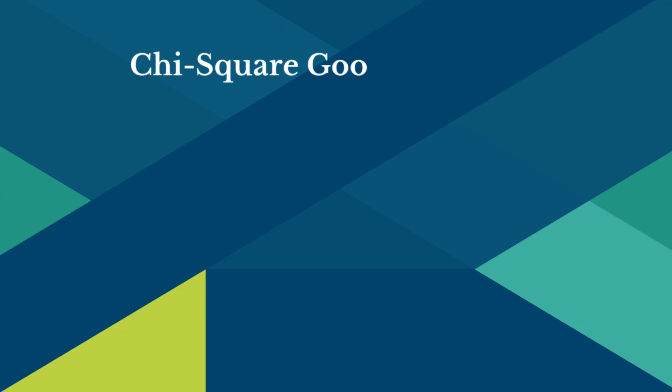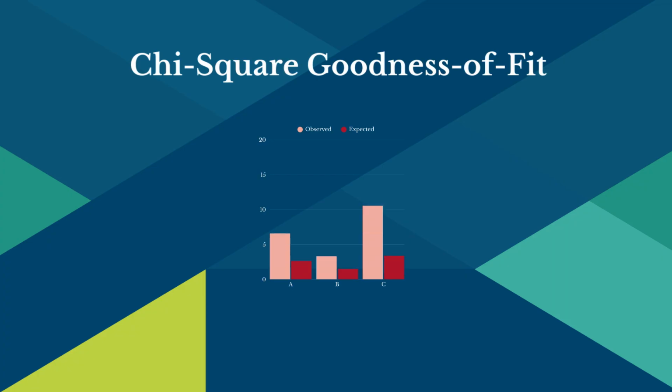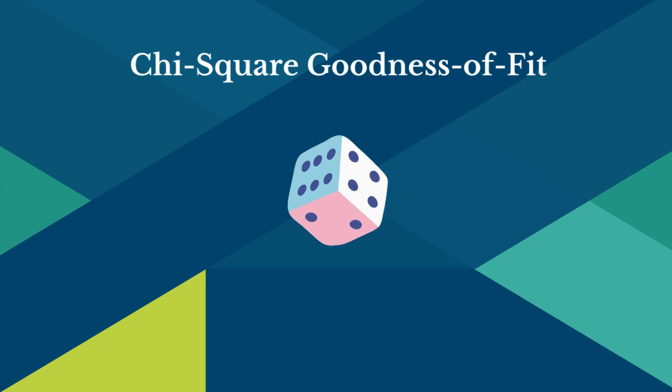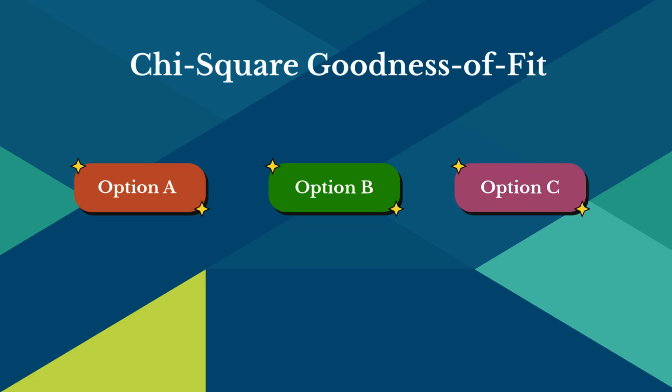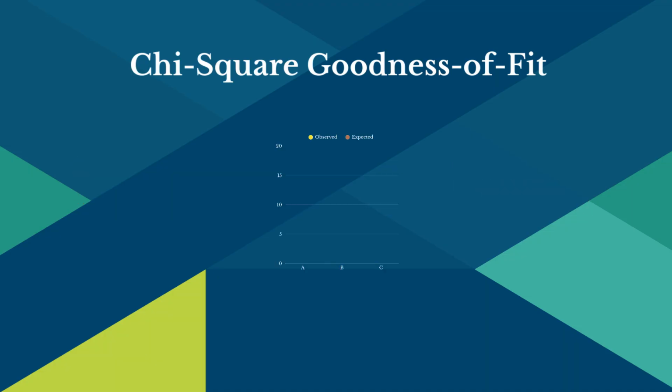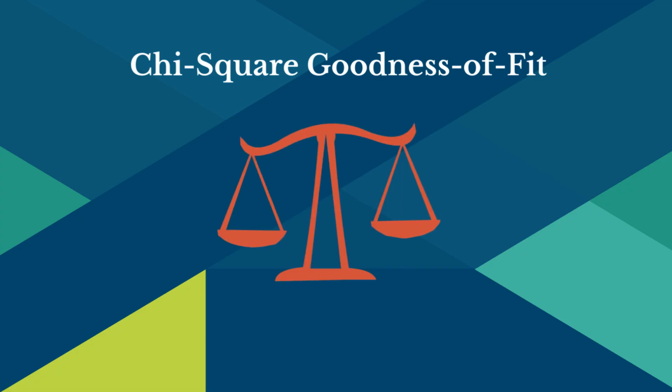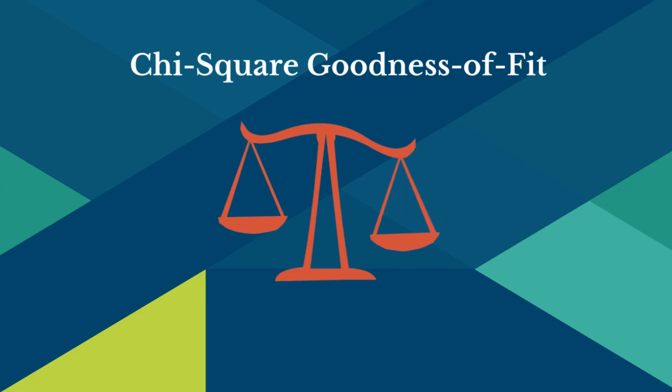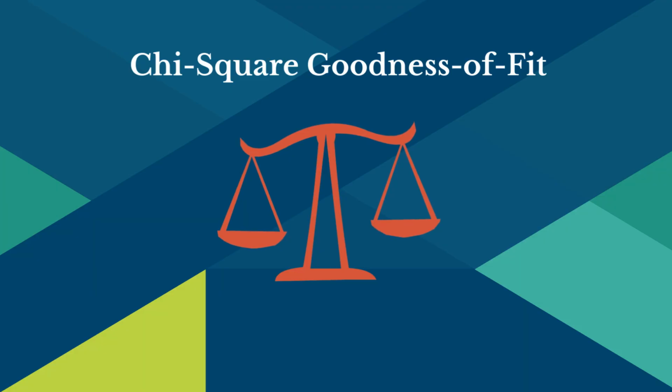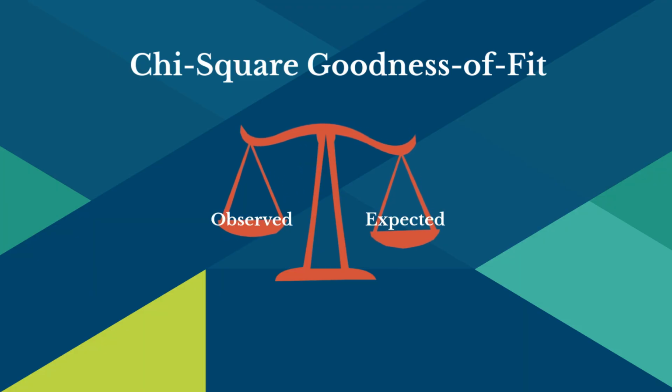The second type is the chi-square goodness of fit test. This one is used when we have only one categorical variable and we want to compare what we observed against what we expected in theory. For example, are dice rolls fair? Do customers choose options equally? Does real world traffic match expected proportions? In this case, we are not comparing two variables. We are comparing observed category frequencies with expected proportions from a known model.